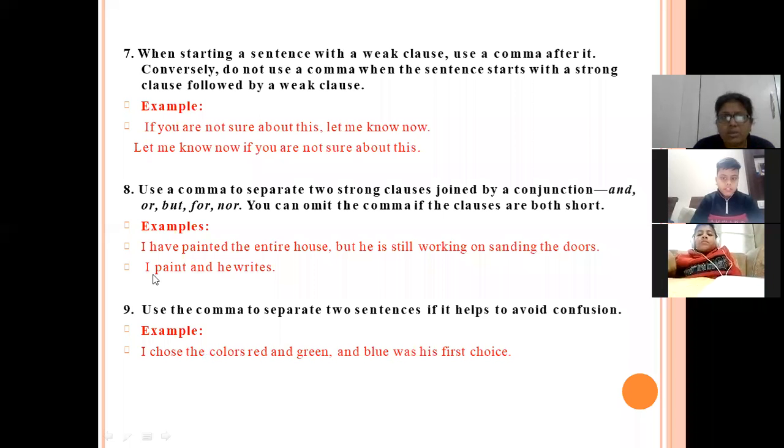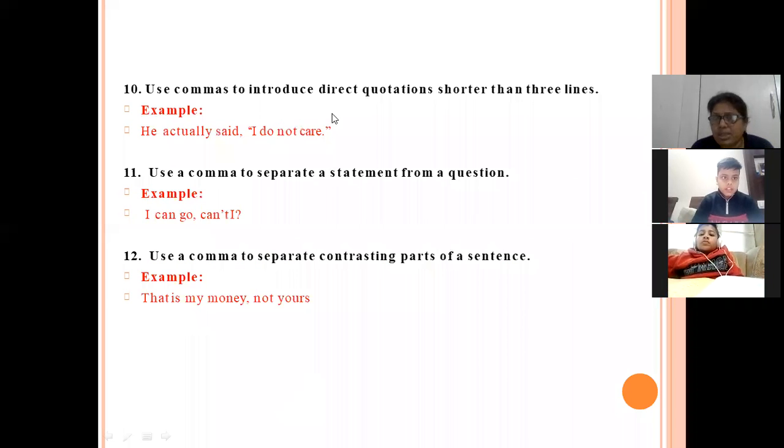Next point is when exact words are said by the speaker and they are in quotation marks, then you put a comma here. Like, he actually said, I do not care. So I do not care are the exact words spoken by this person. So when you are using the exact words in quotation marks, before this you are putting this comma here. And this should not be more than 3 lines. This should be your short quotation. मार्क्स में जो भी लिखा है, that should be less than 3 lines.